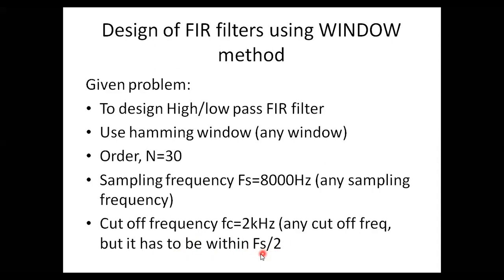This half of sampling frequency, the Nyquist rate, means whatever cutoff frequency you are taking should lie within fs by 2. If fs equal to 8000 hertz is given, then half of fs will be 4000. So within that your cutoff frequency should lie. For these given data, you need to design a FIR low pass and FIR high pass filter using window method. Clear? So for these given data, I'm going to design it.